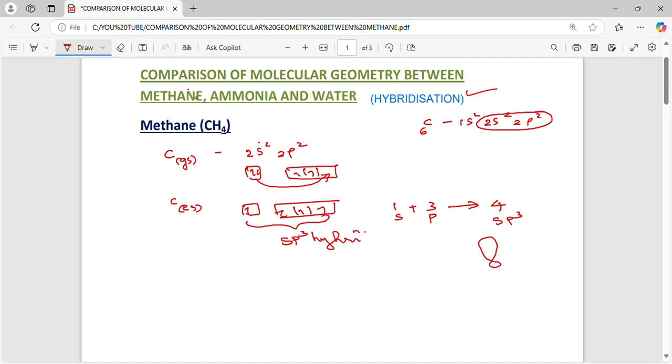Since there are 4 hybridized orbitals, this is how we represent the hybridized orbital diagram with 1 electron. Like this, 4 hybridized orbitals are there: 1, 2, 3 and 4, with equal symmetry and energy, with 1 electron in each hybridized orbital.